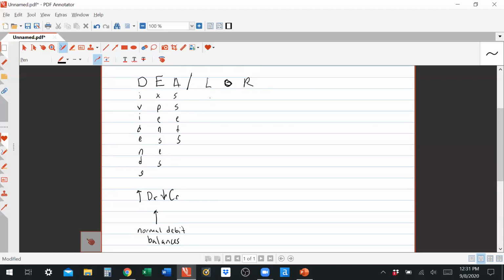These accounts over here have normal credit balances. Liabilities, owner's equity. When I say owner's equity, you might say, well, expenses are part of owner's equity. That's true. Expenses do affect owner's equity. When I say owner's equity over here, the O just means common stock or retained earnings by themselves. And then R stands for revenue.